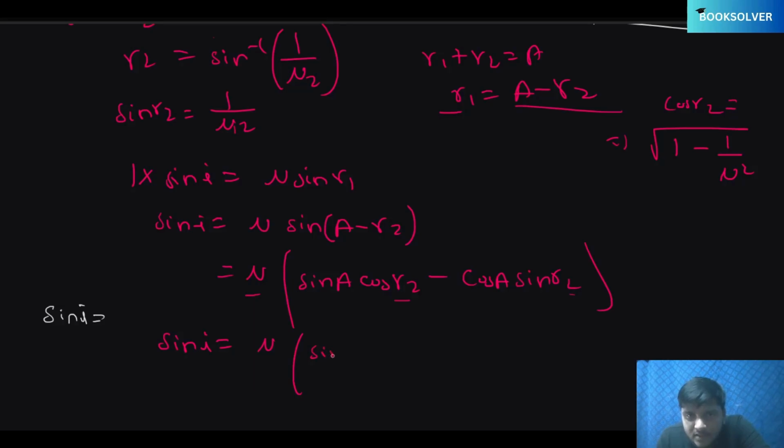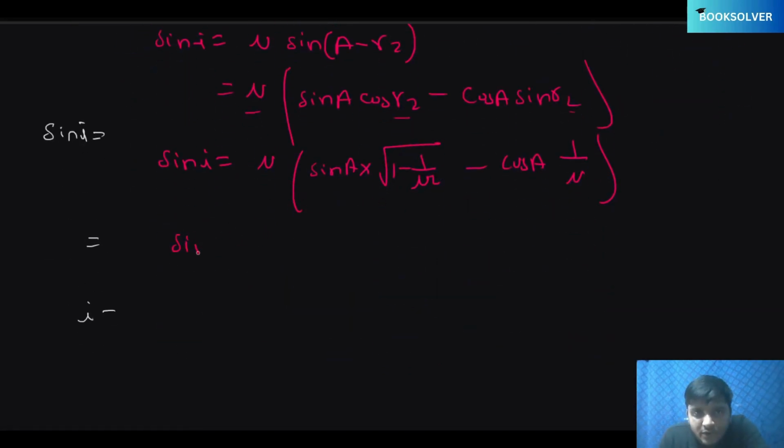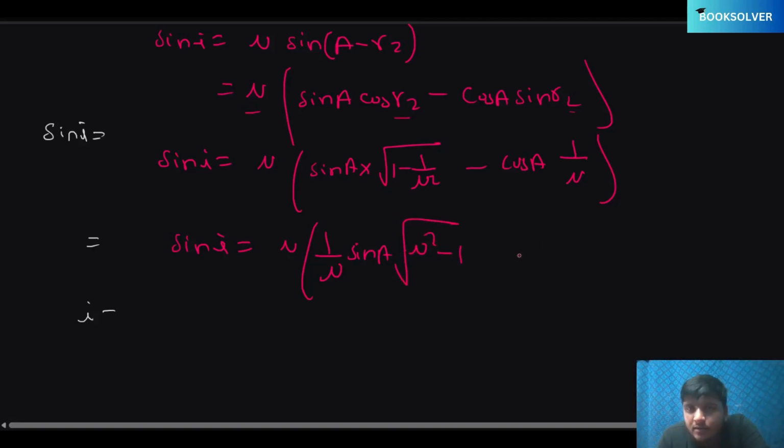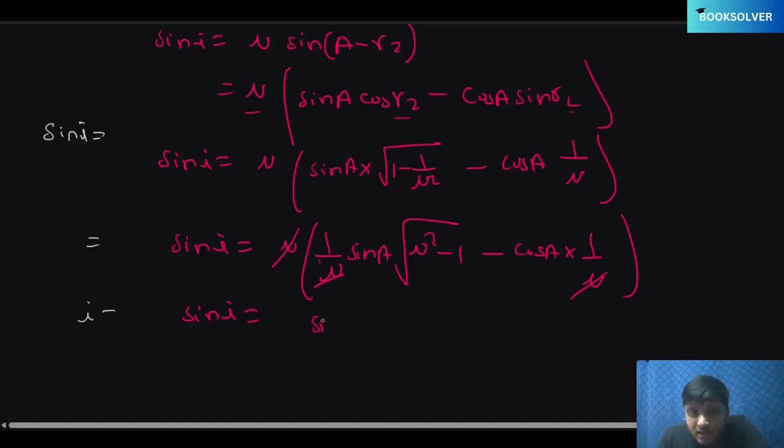So if I replace this, sine of A into root under 1 minus 1 by mu square minus cos of A into what is sine of R2? It is nothing but 1 by mu. So you can see that we can take 1 by mu common from here. So if I do this, sine of I is equal to mu times 1 by mu common, sine of A into root under mu square minus 1 minus cos of A into 1 by mu. So you can see that this mu can cancel all the inside mu's. So sine of I is equal to sine A.